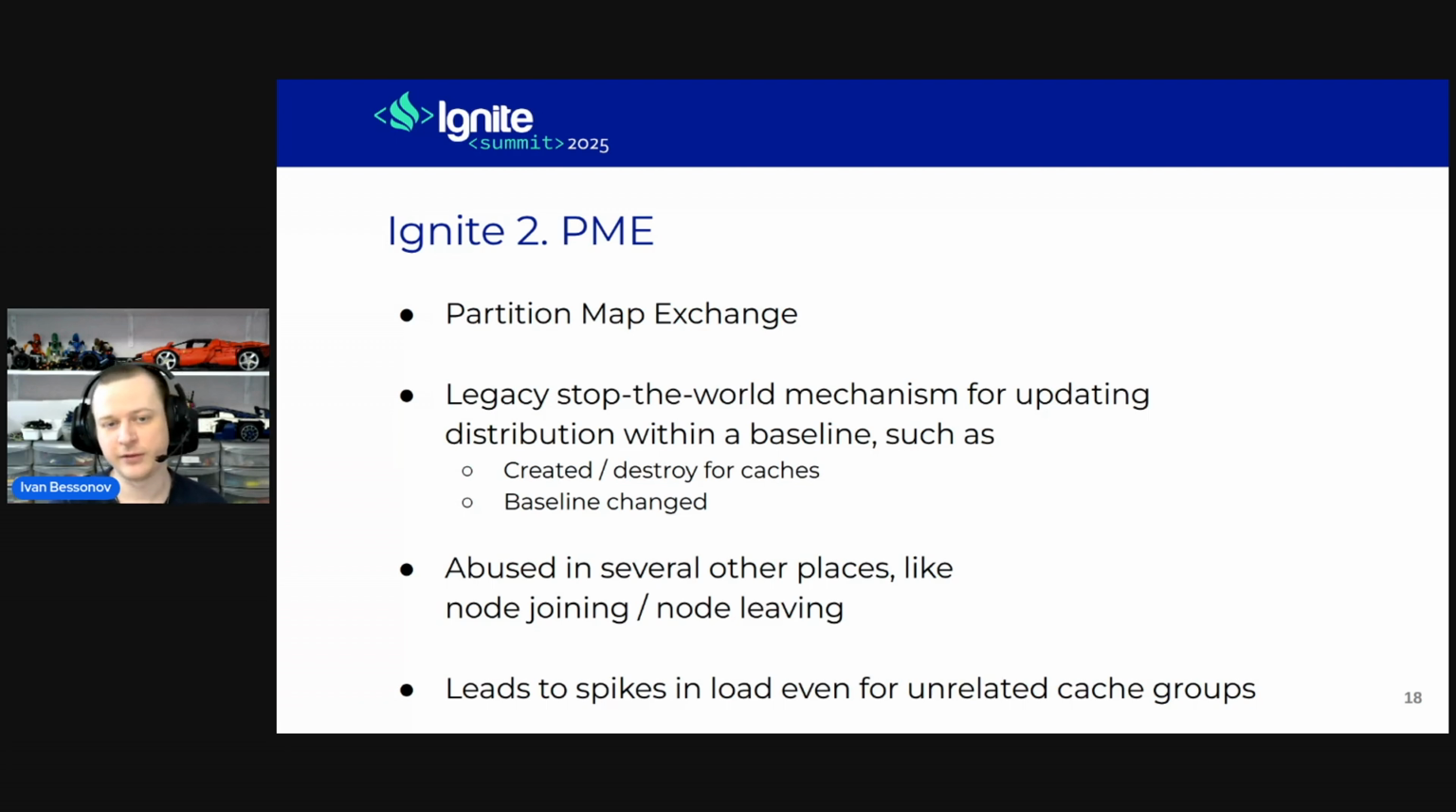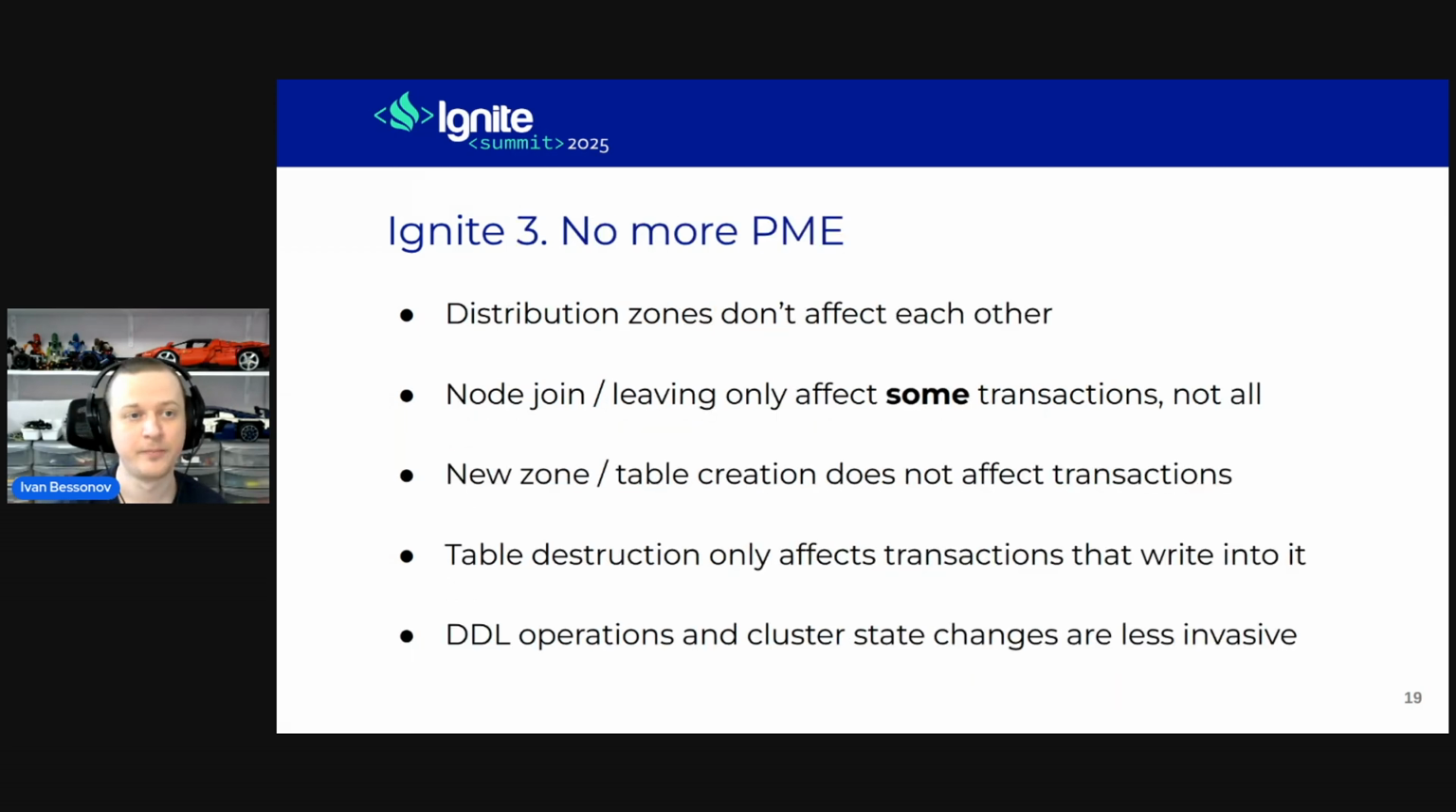And of course, given that it is a stop the world mechanism, it creates spikes in your transactional load, which is not desired. And on top of that, it used to be abused in several places of the code. As far as I know, we already fixed most of it. But sometimes you would see occasional spikes where you would not expect them. For example, obviously, when you have a cache A and you create cache B, you don't expect that cache A will suffer from just creating of independent structure.